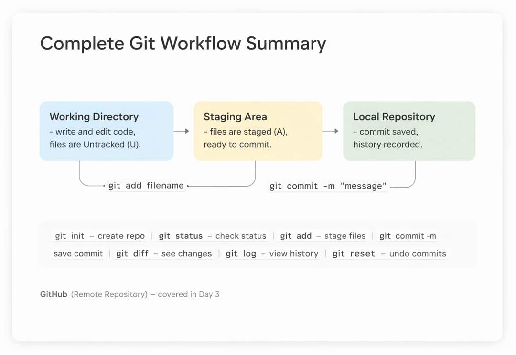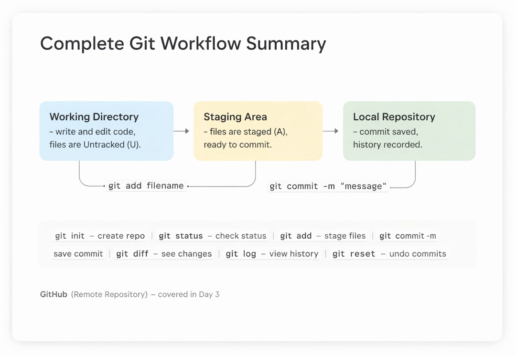You start in your working directory. This is where you write and edit your code. Files here are untracked. When you're ready to save a logical unit of work, you use git add to move files to the staging area. From the staging area, you use git commit -m with a message to permanently save that snapshot to your local repository.